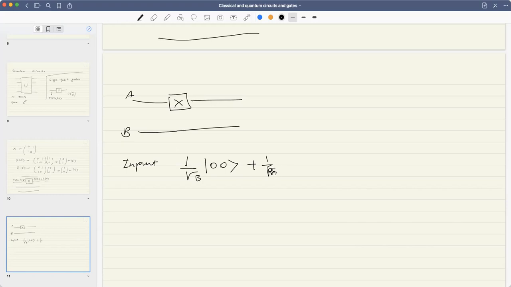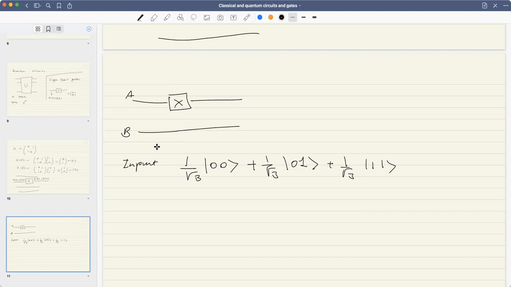Plus 1 over square root 3, 0, 1, plus 1 over square root 3, 1, 1. So suppose that state is sent into this operation. Essentially, the way it works is it acts as the X, which flips on the A qubit. It doesn't do anything to the B qubit, so it acts as identity on B. So what is it going to do? What is the 2 qubit state after the application of this 1 qubit gate?